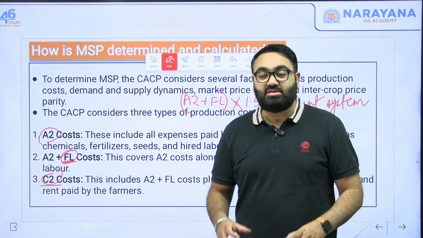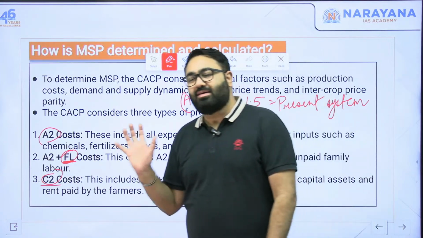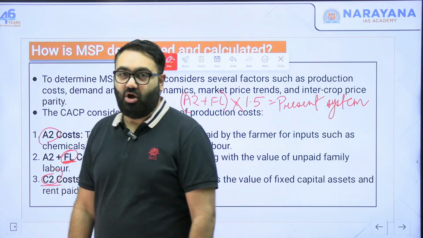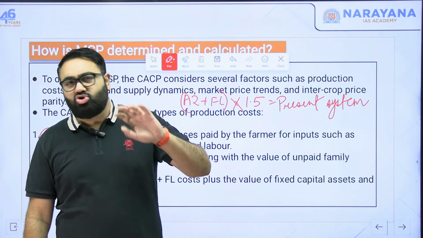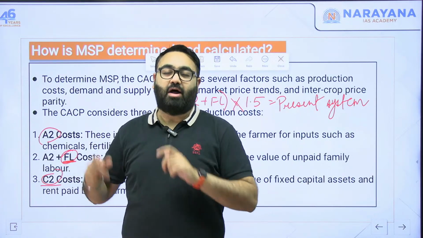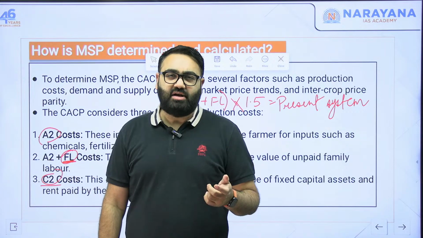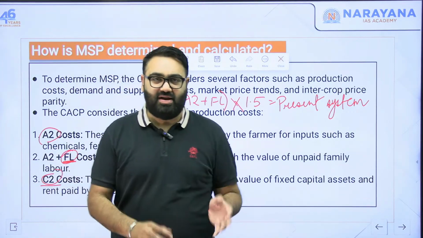The rental cost of that land is the third component. Now, the government does not include this. The government does not add C2. Why? The government says that most of the farmers in India don't take land on rent to do farming. Most of the farmers in India, if they have to do farming, do it on their own farm. They don't do it on someone else's farm.